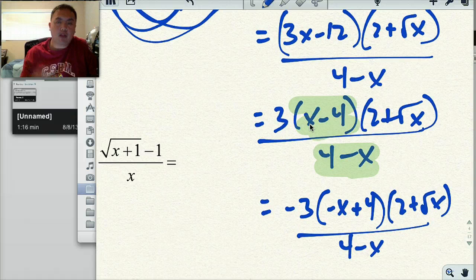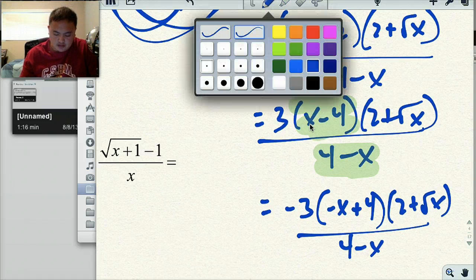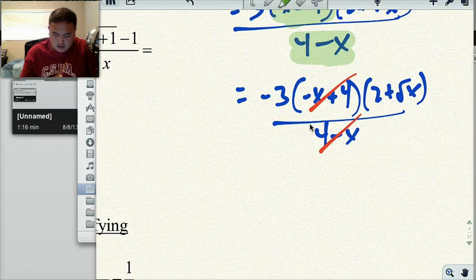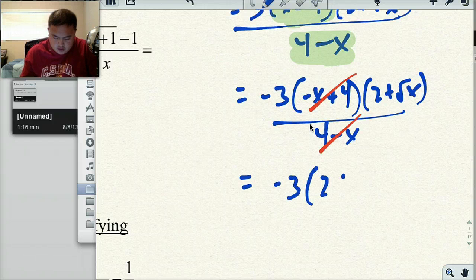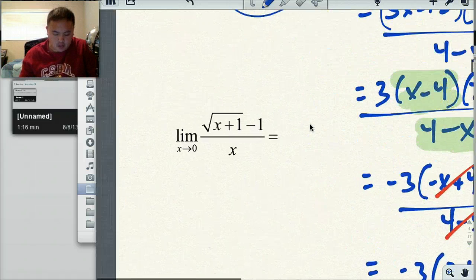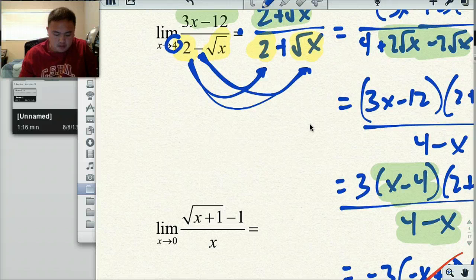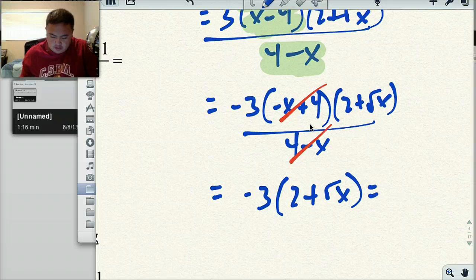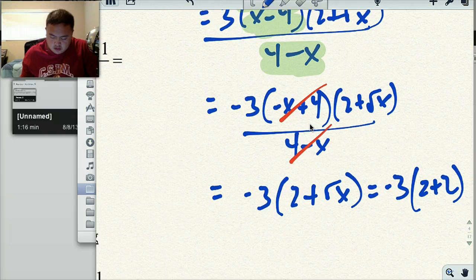Now, top and bottom have a piece that they can cancel. And I'm left with negative 3 parentheses 2 plus radical x. It was a long process, but now that I canceled something, I can go back and plug in the number one more time. My problem was 4, so I'm going to go back and try plugging in 4 again. If I plug in 4, I get negative 3, I get 2 plus 2 on the inside. Negative 3 times 4 is negative 12.